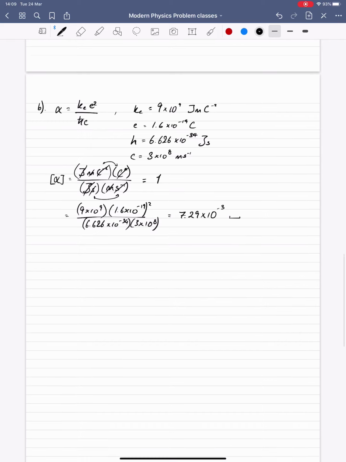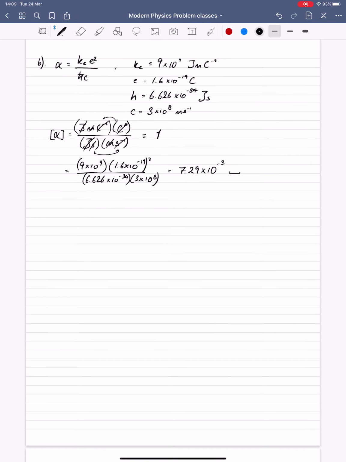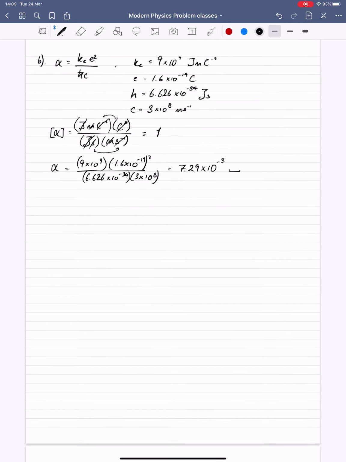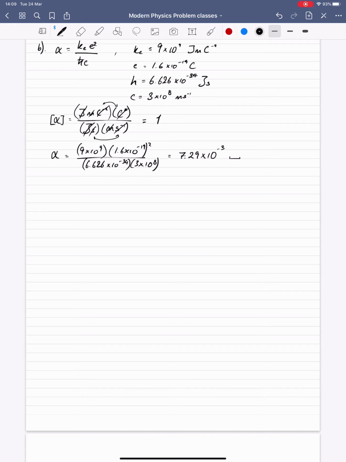And very often what you'll find is that alpha, sorry, this should be alpha, not the units. But very often what you'll find is that alpha is actually approximated to be 1 over 137. So later on in your physics career, whether you choose to do research or not, doesn't really matter, you'll very often find that alpha is just approximated to be around about 1 over 137.